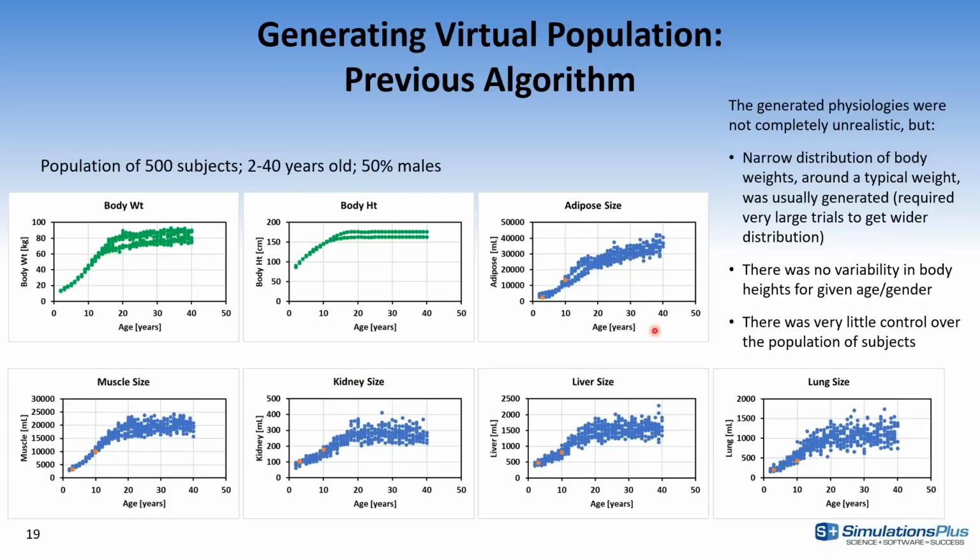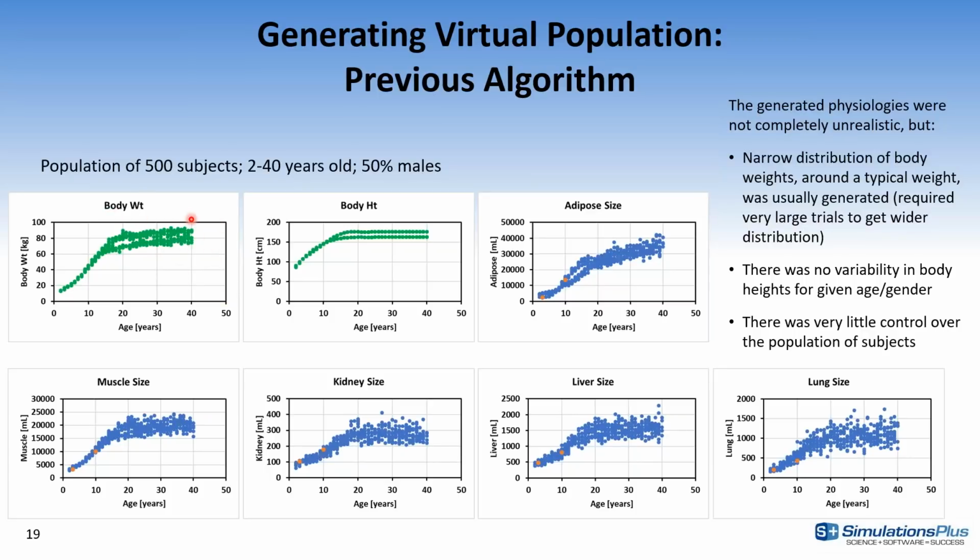The problem with that algorithm was that the body height was not considered as a variability. So the subjects of a given age would all have the same height. The distribution of the body weights would typically be fairly narrow, and you did not have a good control over what population you wanted to create.